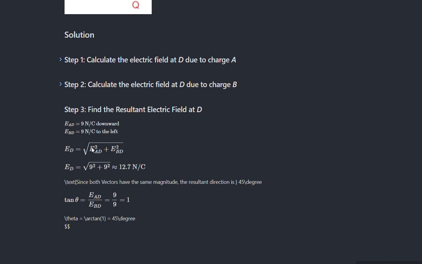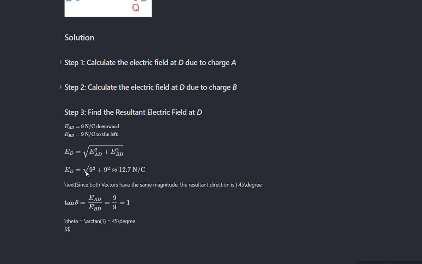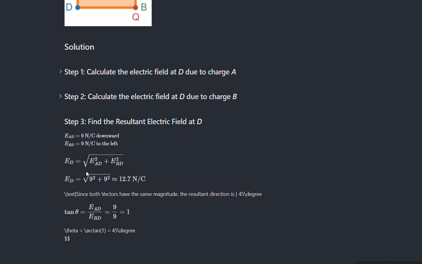So the resultant magnitude is equal to the square root of EAD squared plus EBD squared, which is equivalent to around 12.7 nanocoulombs. Awesome, so now we have the magnitude, 12.7 nanocoulombs, from the Pythagorean theorem, now we have ED. Now, since both of these vectors have the same magnitude, we know the resultant direction is going to be 45 degrees. We can prove this, though, by doing the tangent of theta is equal to EAD over EBD, which is 9 over 9, or just 1.